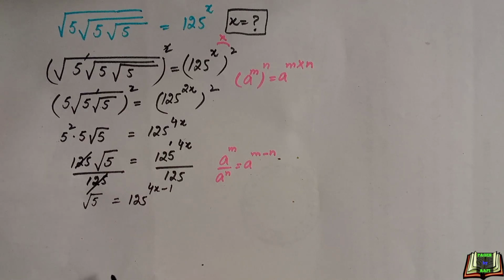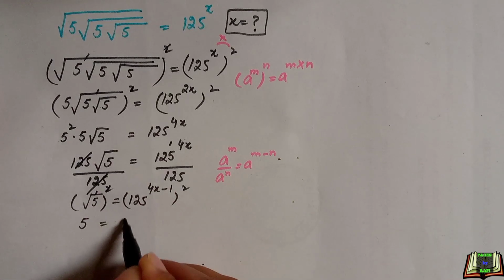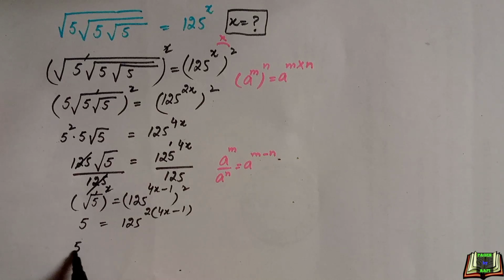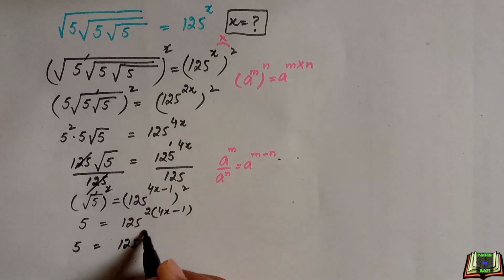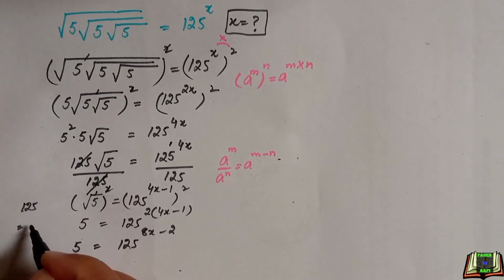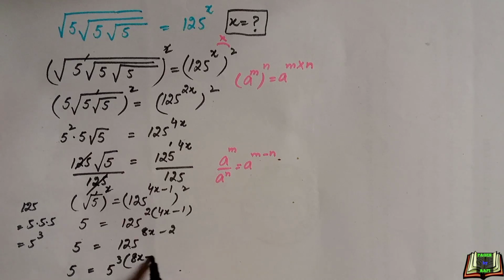After taking square of this equation on both sides, this is equal to 5, and right hand side 125, 2 is going to multiply by 4x minus 1, which is equal to 125 raised to power 4 times 2 is 8x minus 2 1 time is 2. 5 is equal to, this 125 is equal to 5 times 5 times 5, which is equal to 5 raised to power 3. So we are going to replace 125 by 5 raised to power 3 times 8x minus 2. In the next step, we are going to multiply. 5 is equal to 5 raised to power 8 times 3 is 24x minus 3 times 2 is 6.